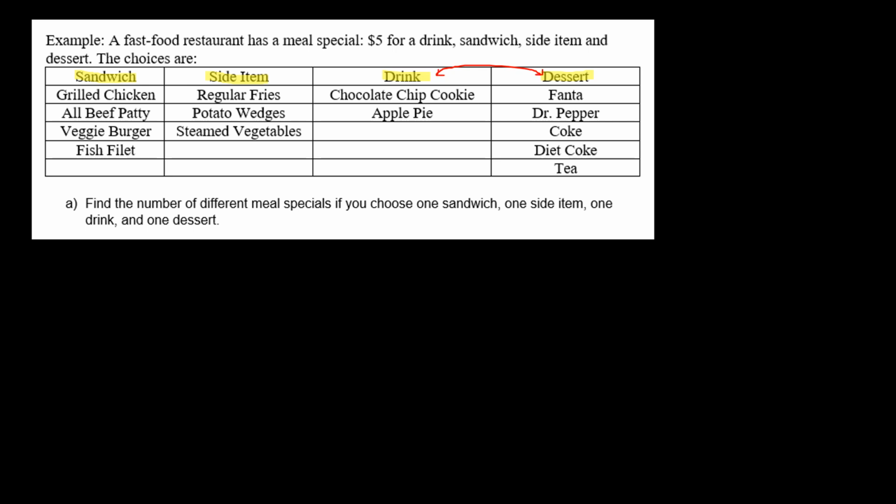So, part A. Find the number of different meal specials if you choose one sandwich, one side item, one drink, and one dessert. So no specifications, we can use any sandwich, side item, drink, and dessert. Now this one, you should be able to identify, oh, this has got different categories. This is not asking you to arrange a big group into 3. This is saying sandwiches, side items, drinks, desserts. I am going to use the fundamental principle of counting. I'm just going to multiply.